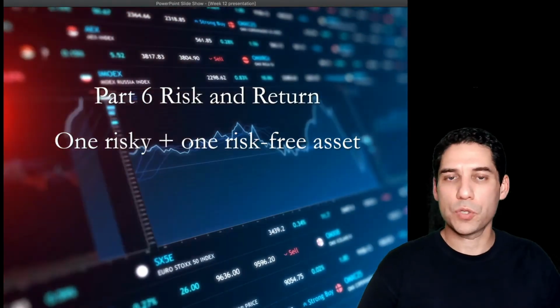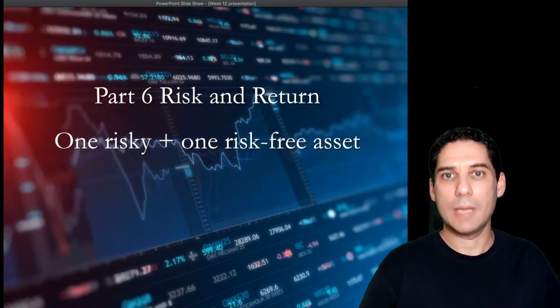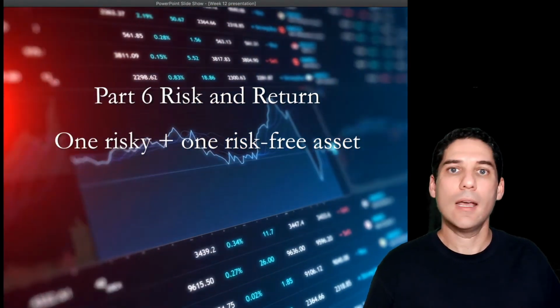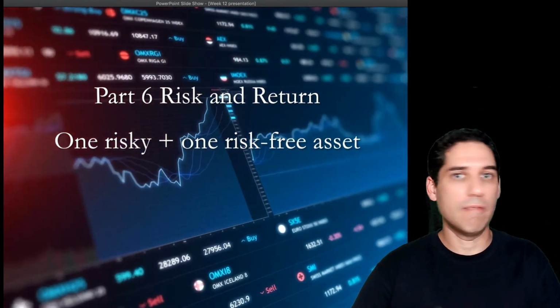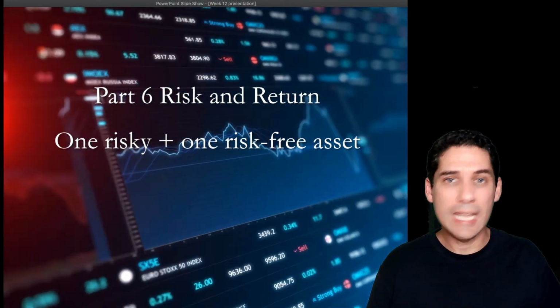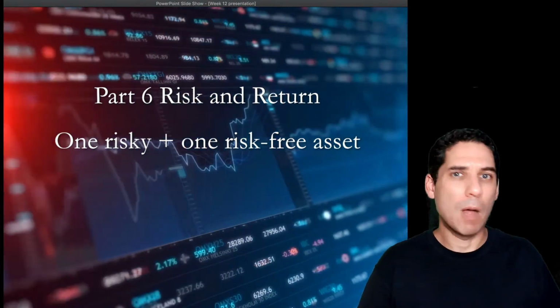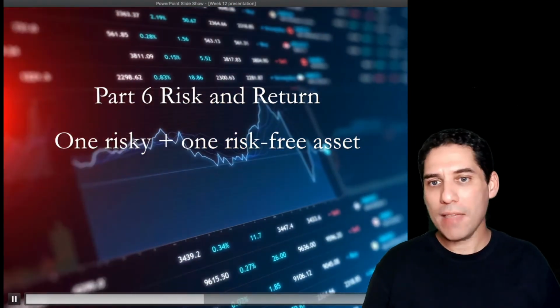Let's begin to construct portfolios, but let's start with baby steps, with combining a risky asset with the risk-free asset. So something, an investment, an asset that's completely risk-free. And let's see what we're gonna get before we move on to combining multiple risky assets, which is more complicated. All right, so the math of this is pretty simple.